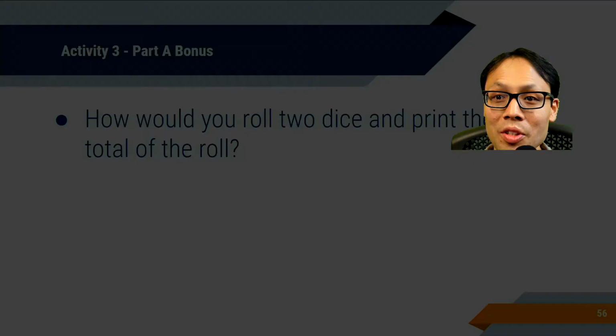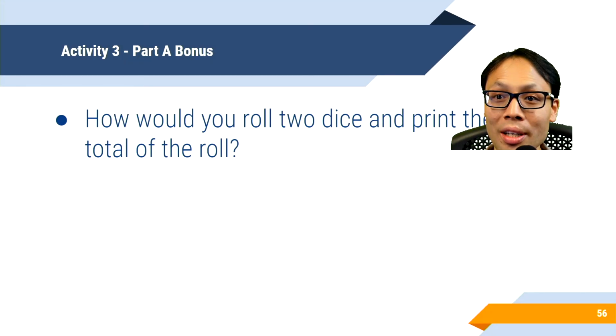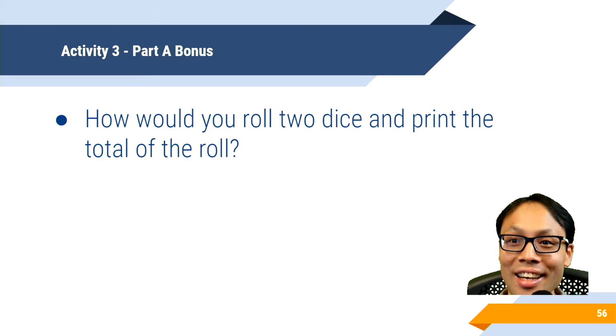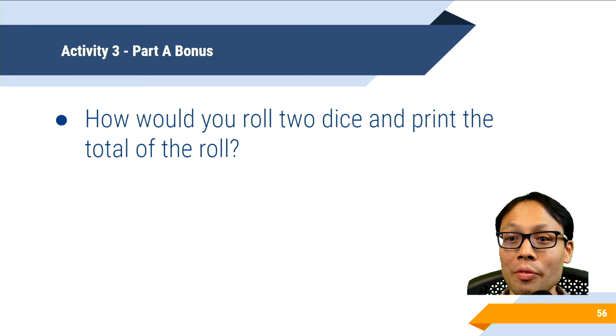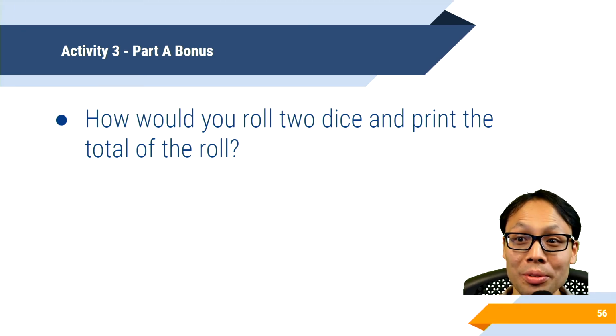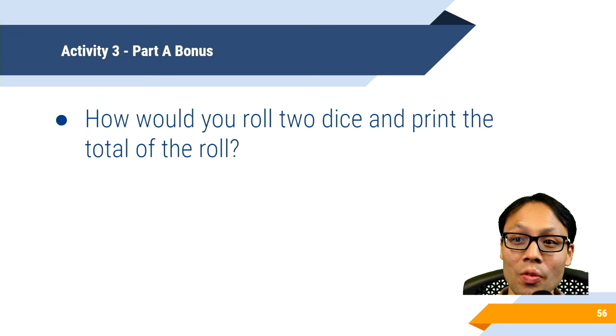Now, the kind of challenge that I came up with, part A, is how would you roll 2 dice and print the total of the roll? Okay, so think about how that would work. One piece of advice I always have is, you've learned about variables. Variables are your friend. Create as many variables as you need to figure out this problem.